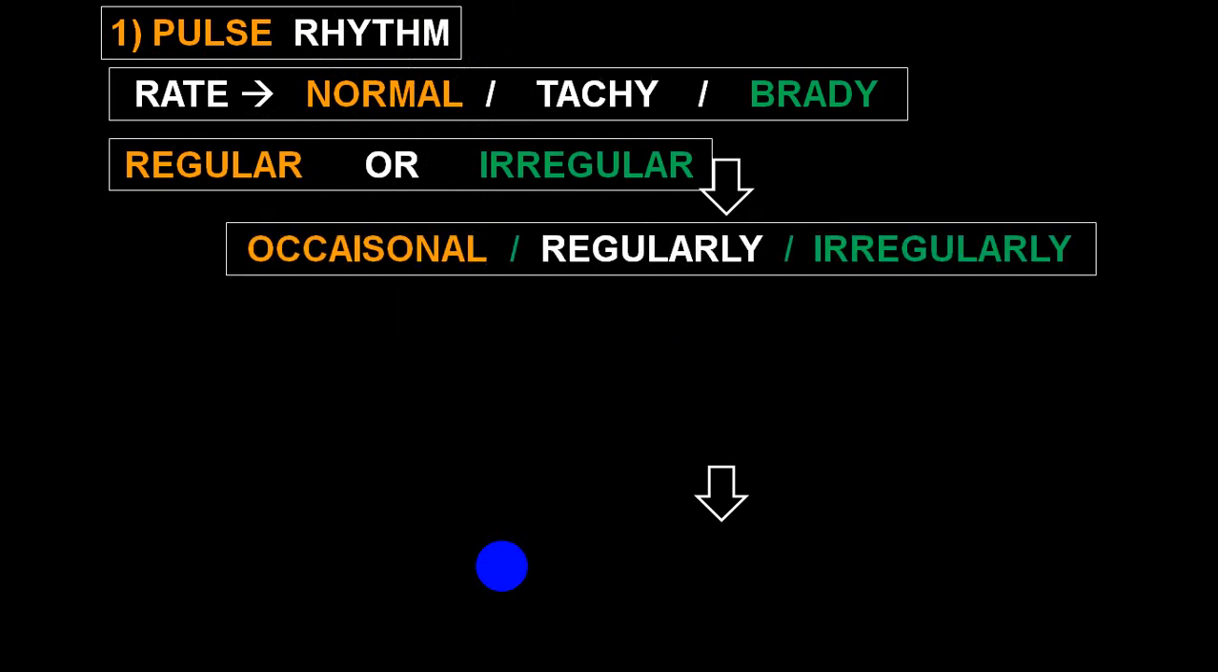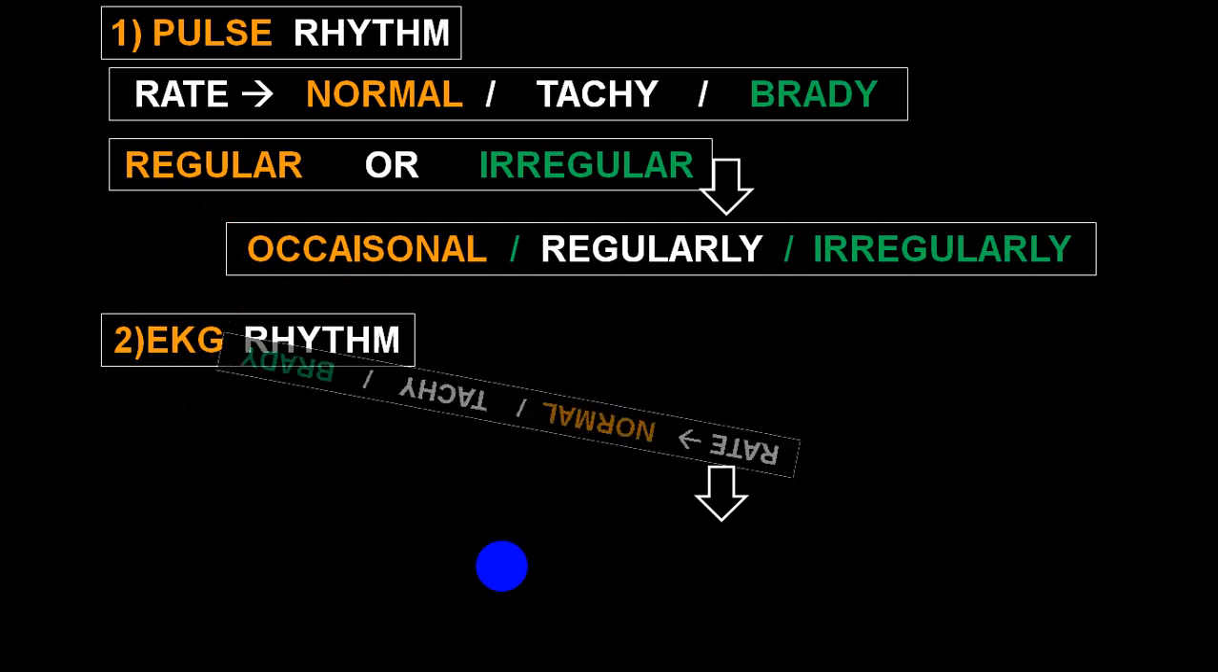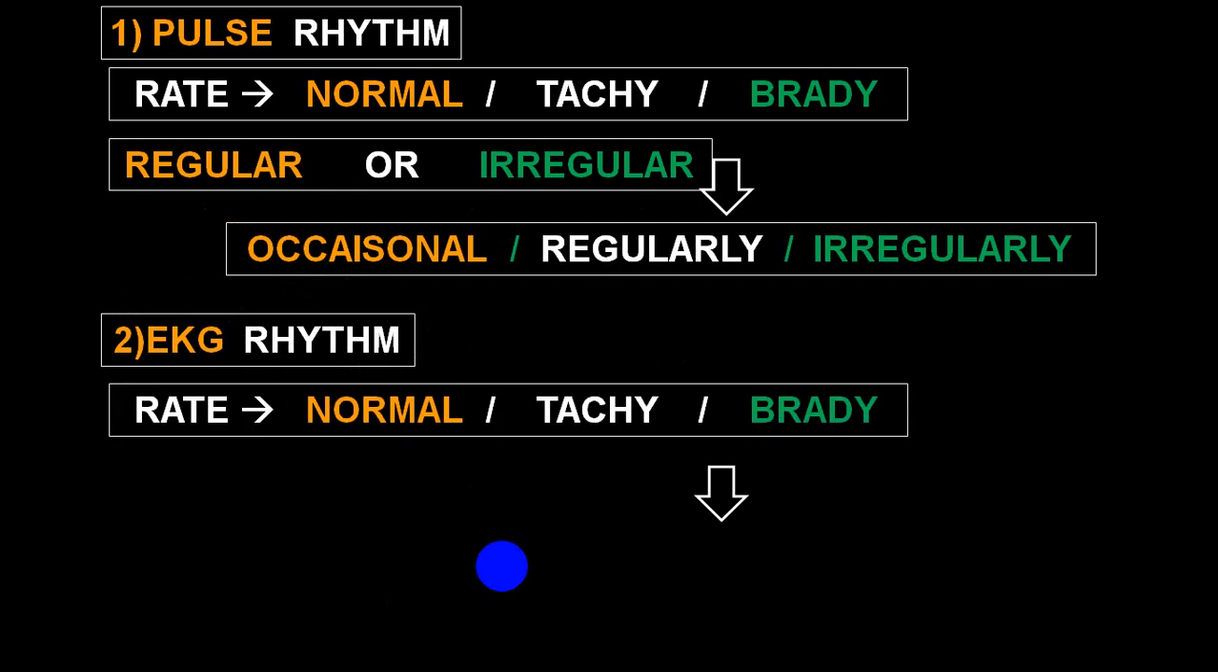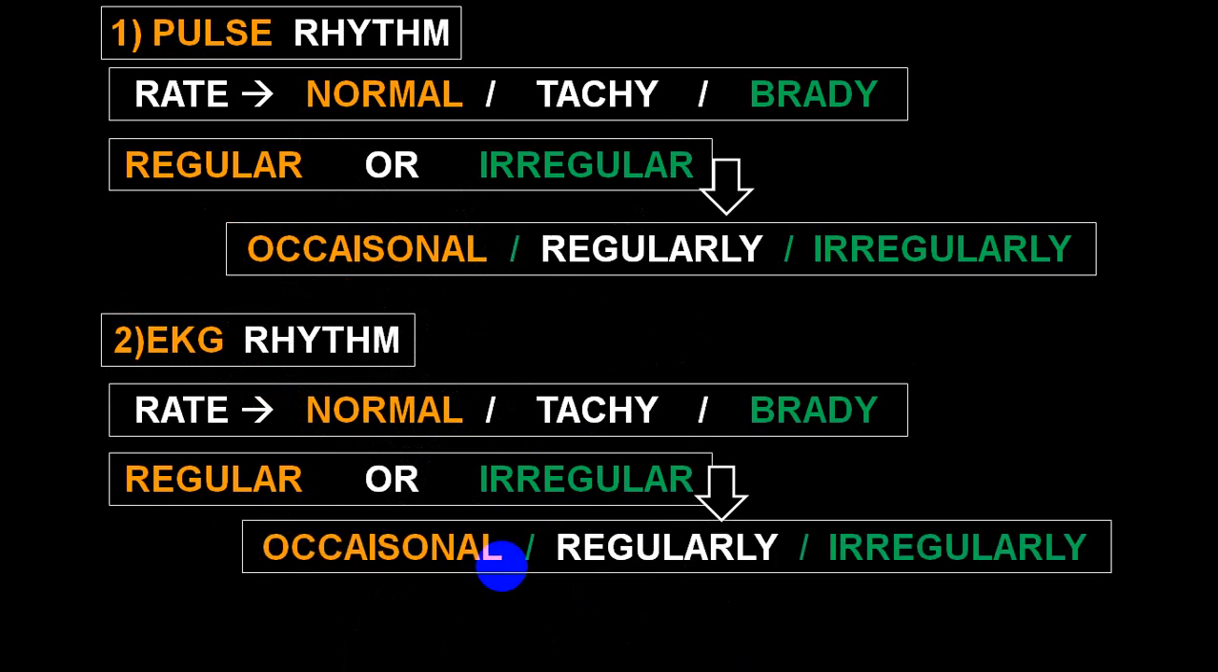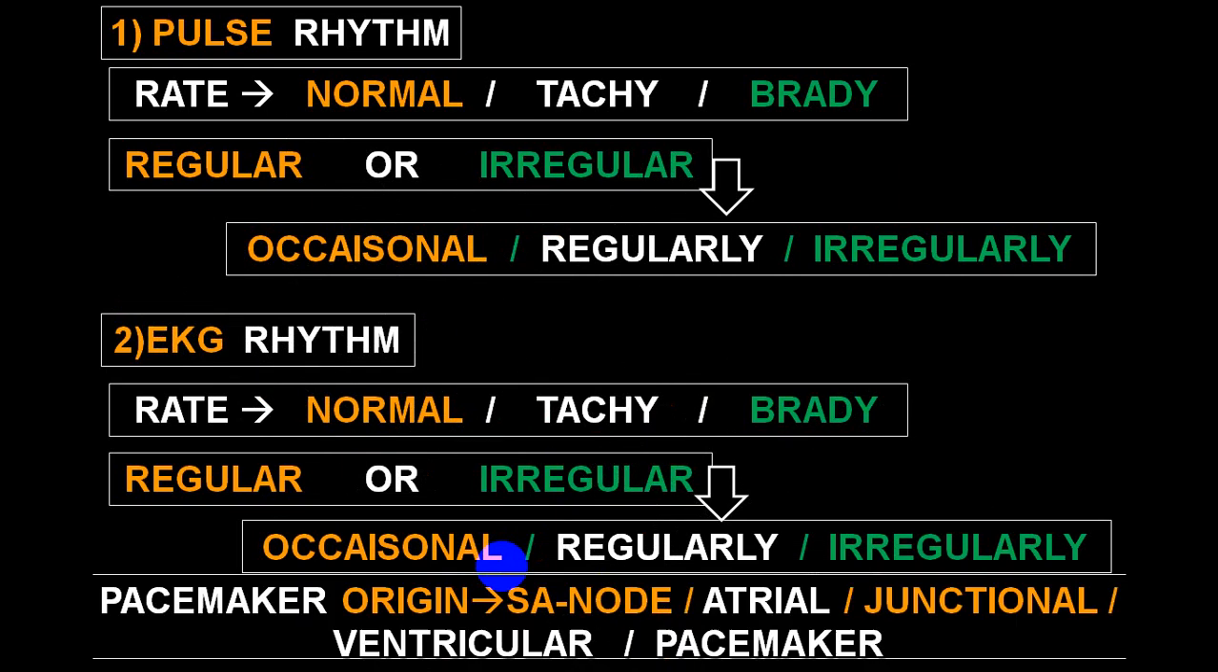But when you examine the ECG, then you can examine one more thing. Here you will be able to identify rate, whether normal, tachy, brady, whether it is regular, irregular, occasional, regularly irregular, or irregularly irregular. And most important, you will be able to find out the pacemaker origin, whether it is from the SA node, so we call it sinus rhythm, atrial rhythm, junctional or nodal rhythm, ventricular rhythm, or pacemaker rhythm. This you can identify only if you examine the rhythm strip properly.